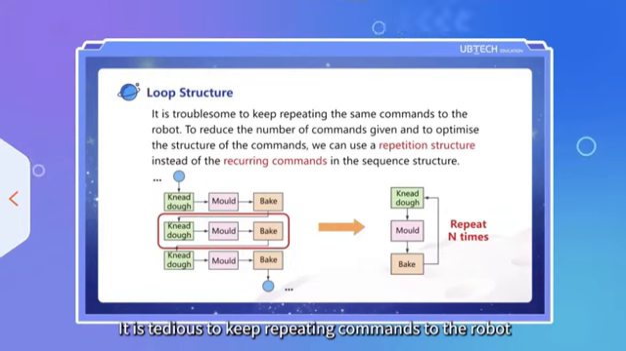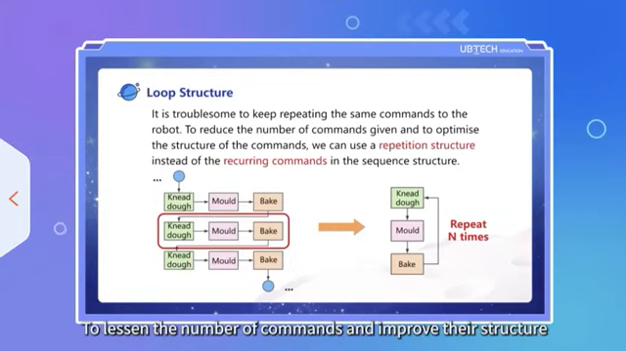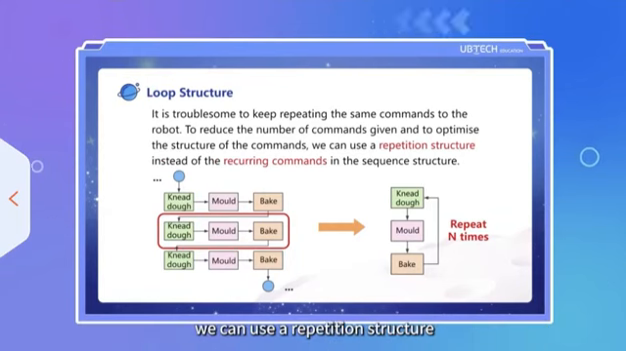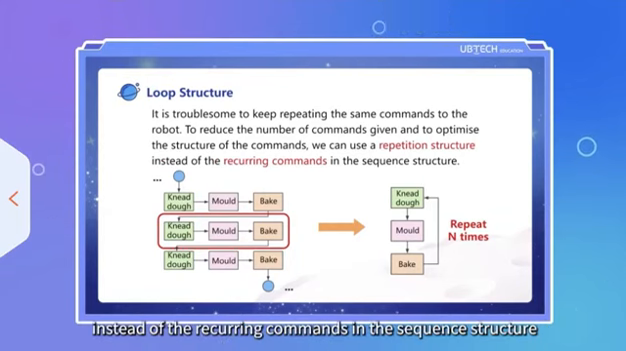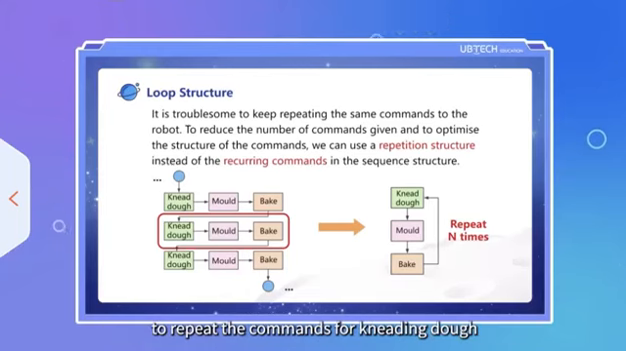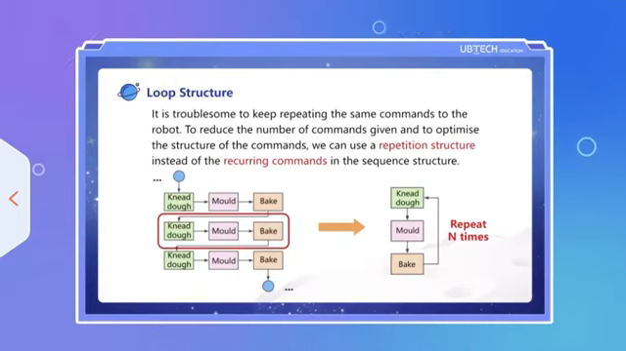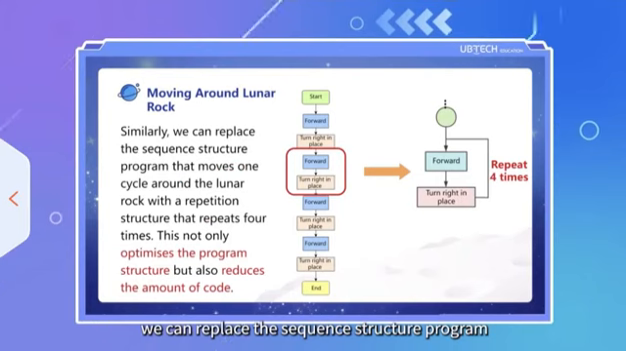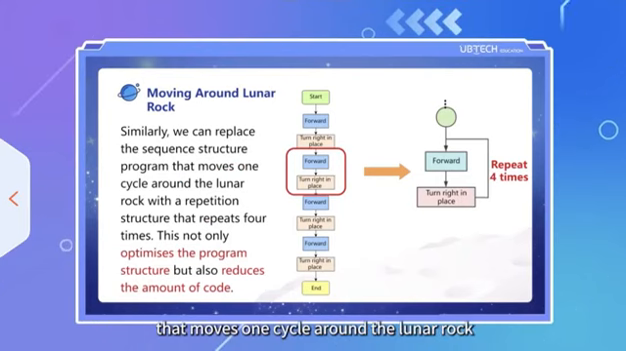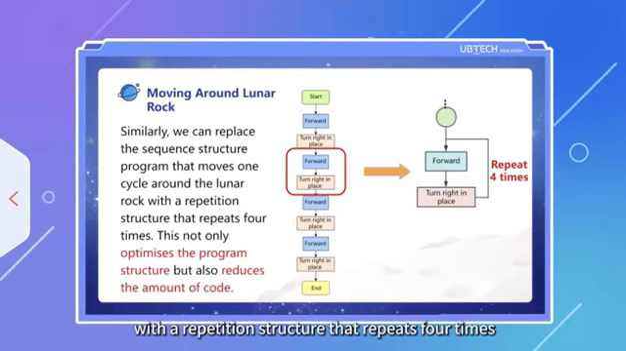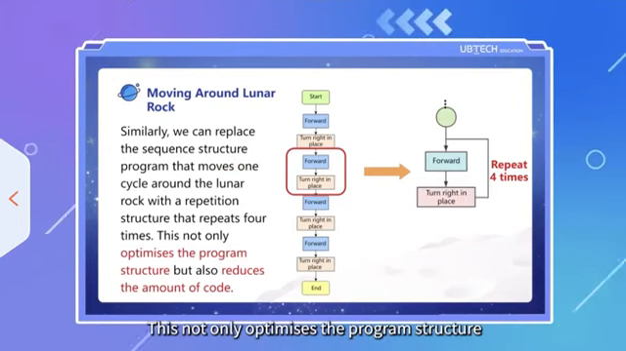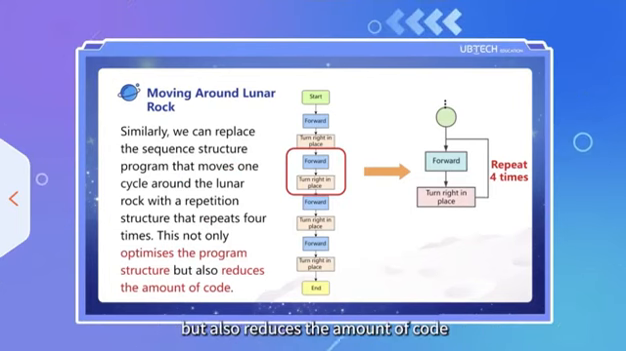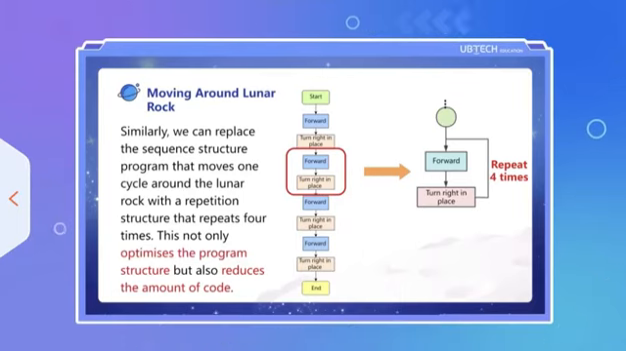It is tedious to keep repeating commands to the robot. To lessen the number of commands and improve their structure, we can use a repetition structure instead of the recurring commands in the sequence structure. Simply tell the robot to repeat the commands for kneading dough, molding, and baking multiple times. Similarly, we can replace the sequence structure program that moves one cycle around the lunar rock with a repetition structure that repeats 4 times. This not only optimizes the program structure, but also reduces the amount of code.